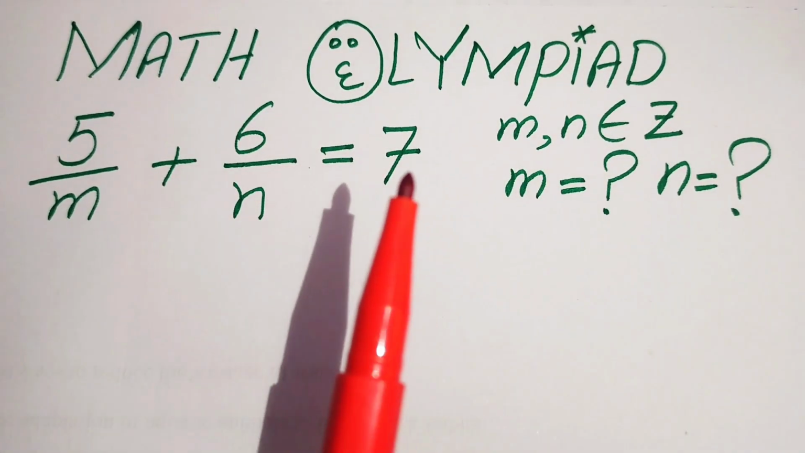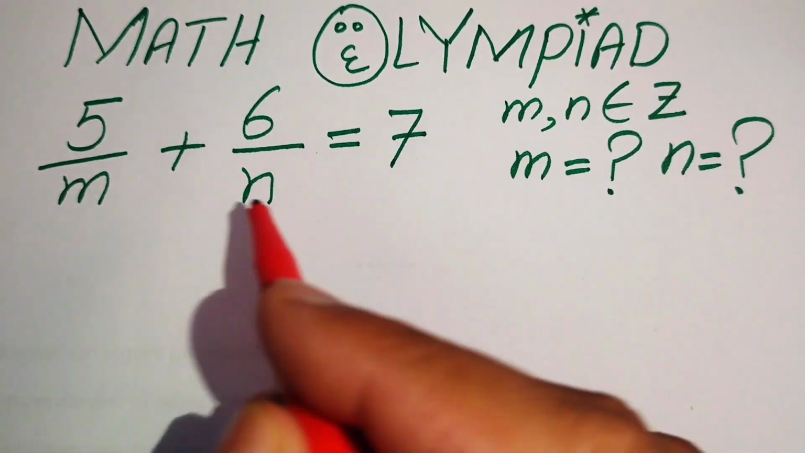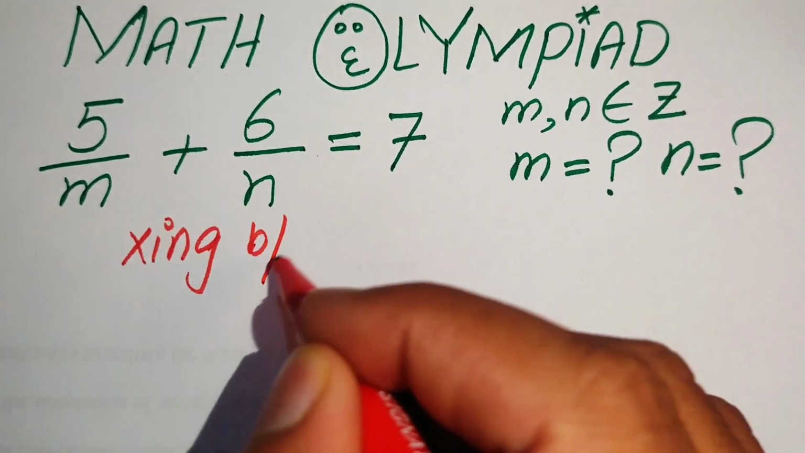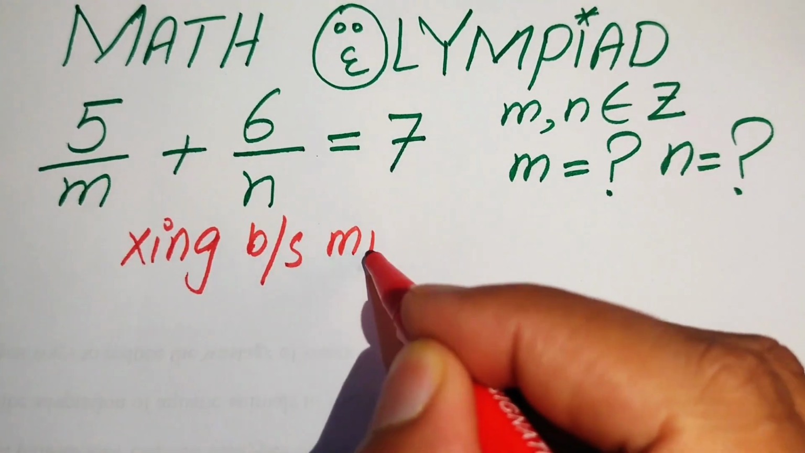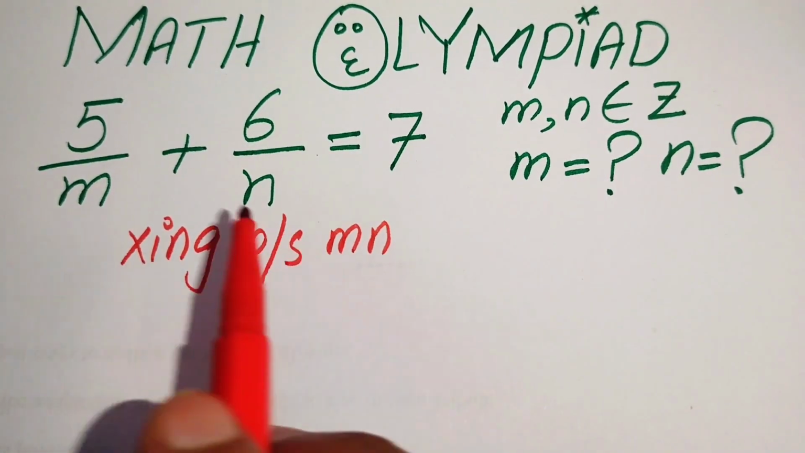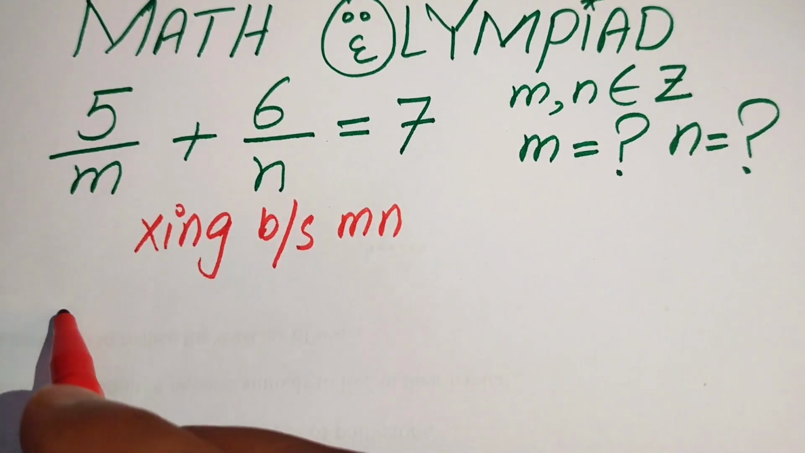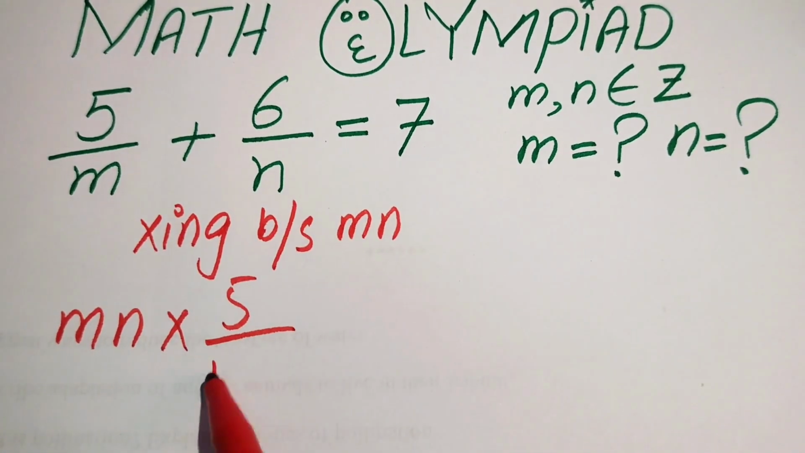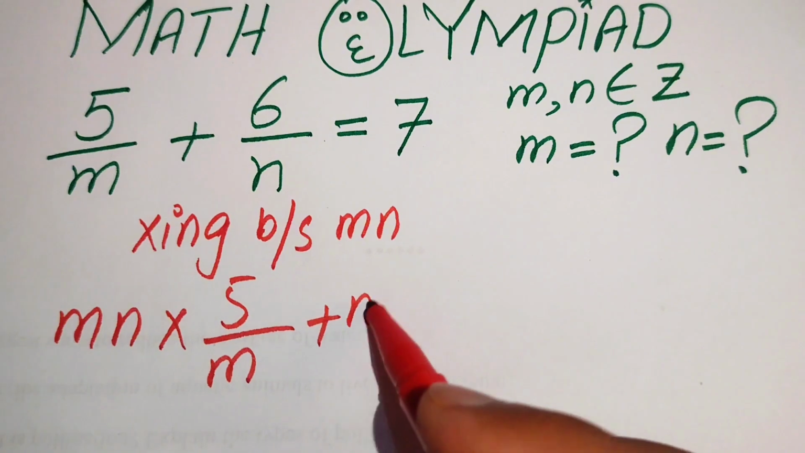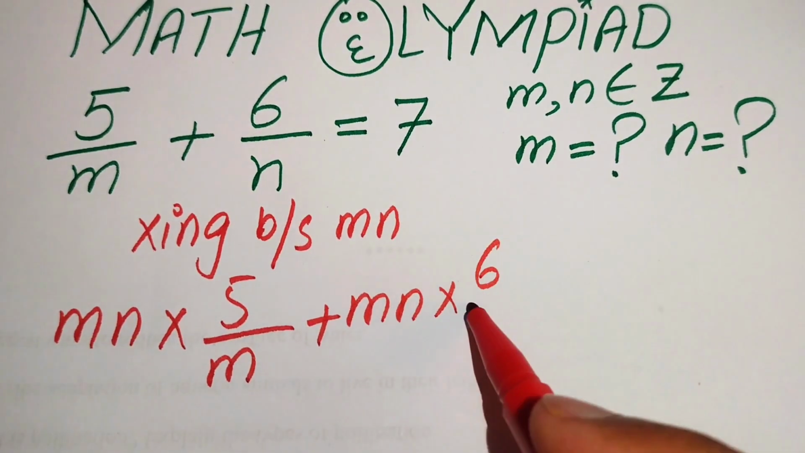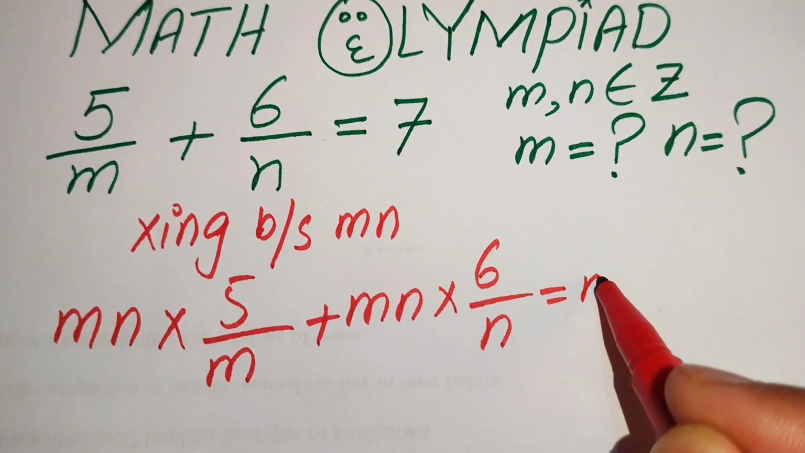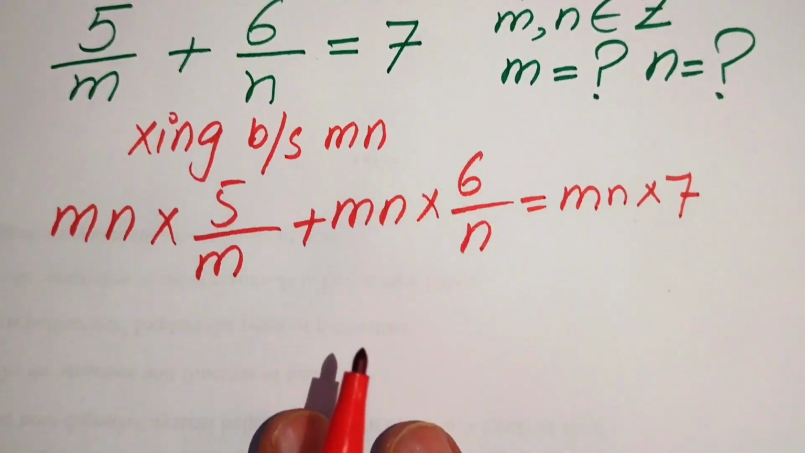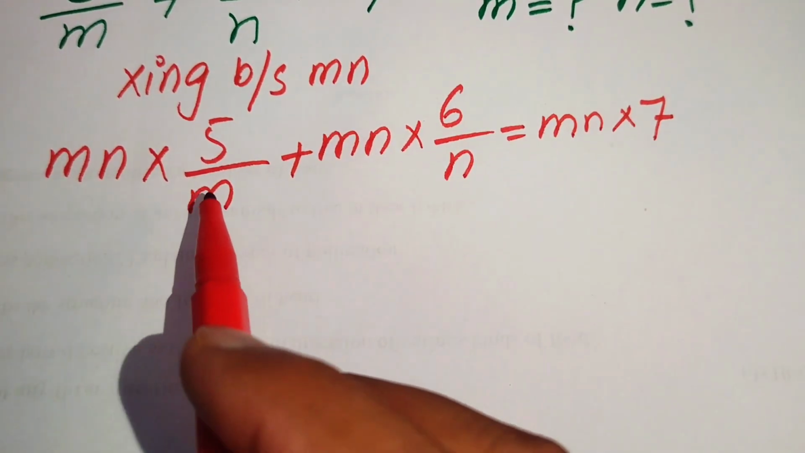Okay, so the very first step we are going to do is multiply both sides by m times n. So we multiply the product of m and n on both sides, so that it will be written as mn multiplied by 5 over m plus mn multiplied by 6 over n equals mn multiplied by 7.